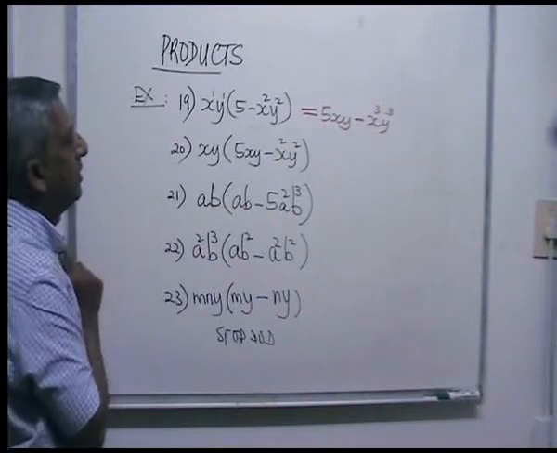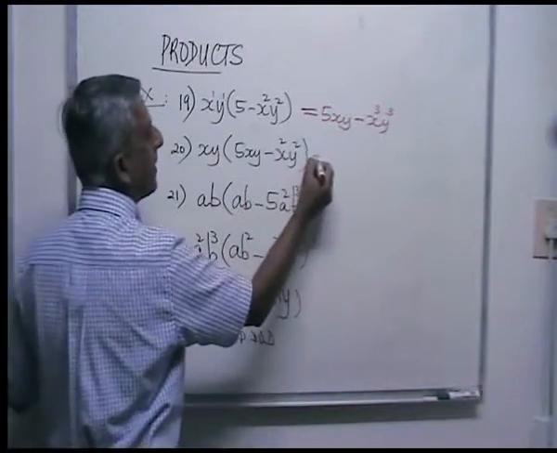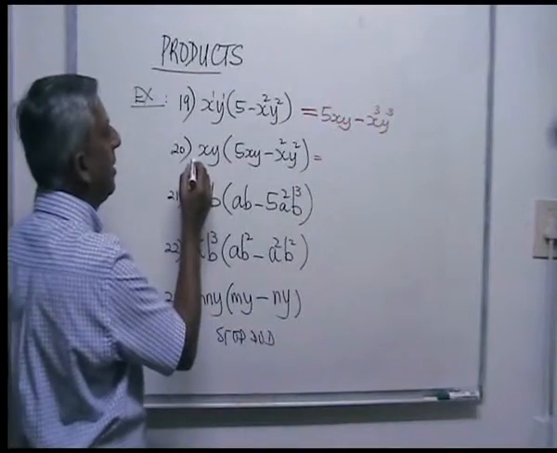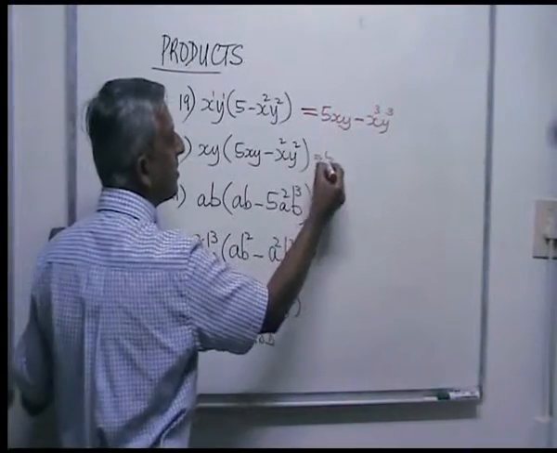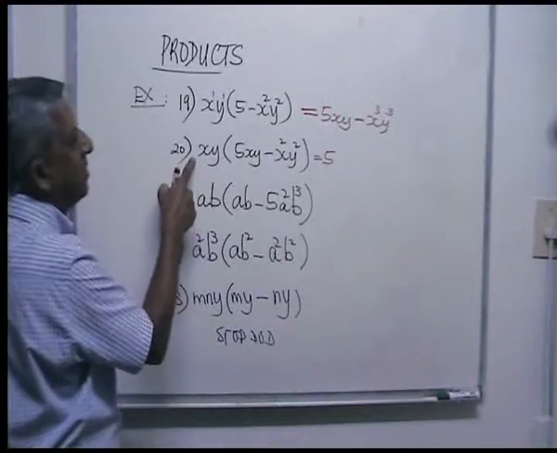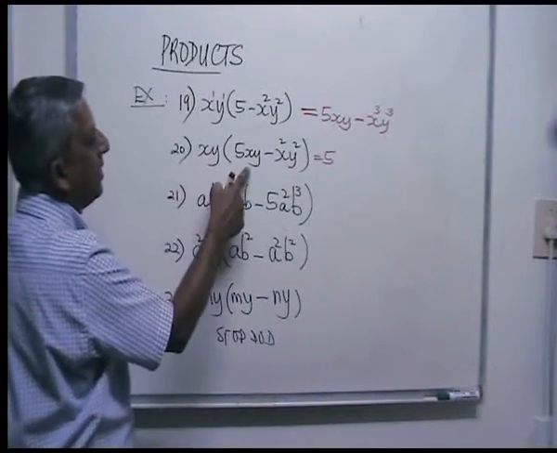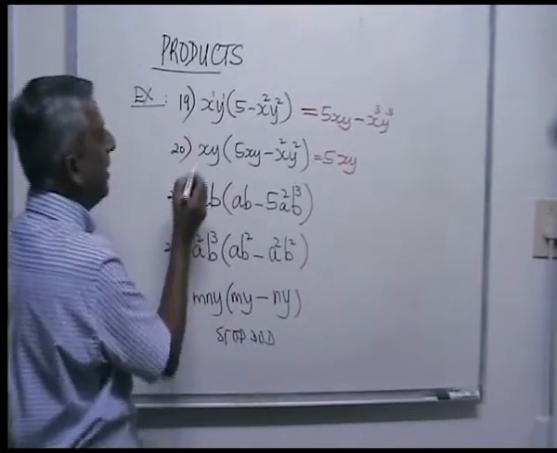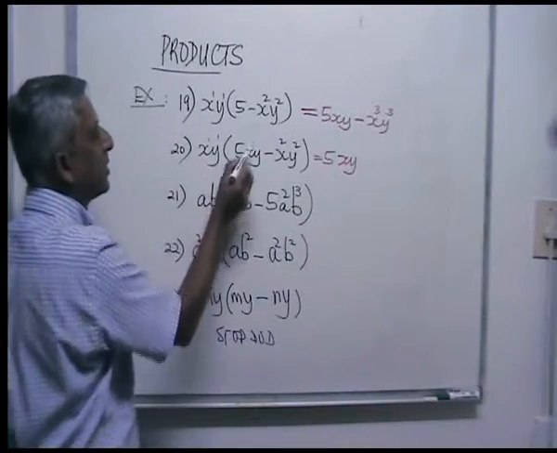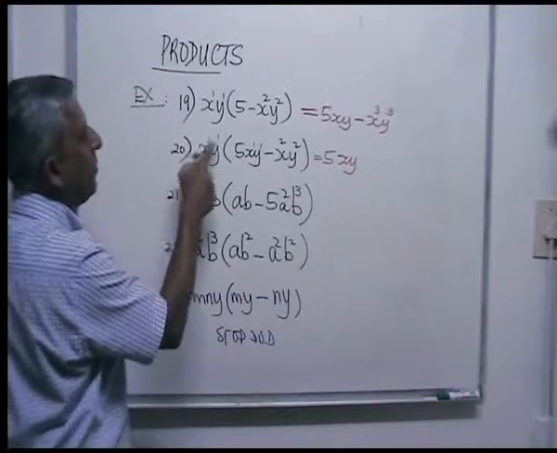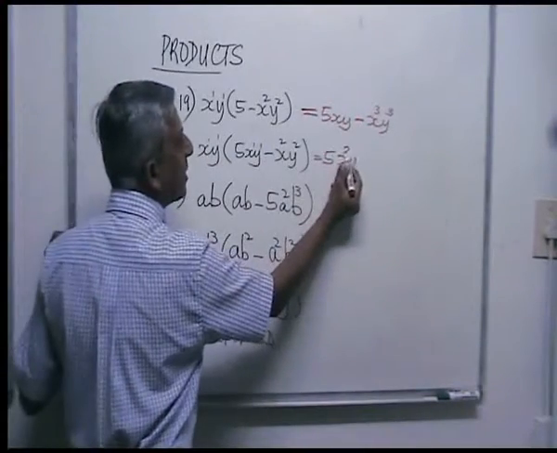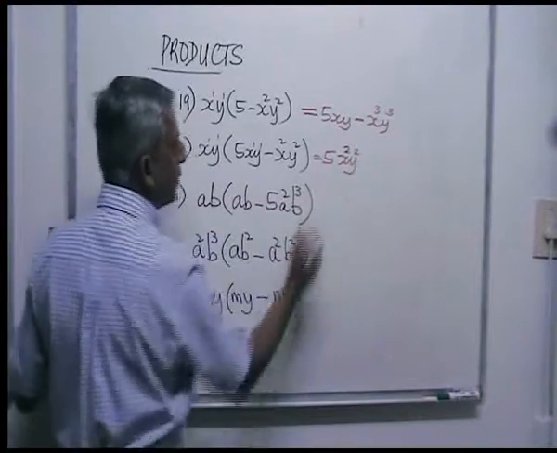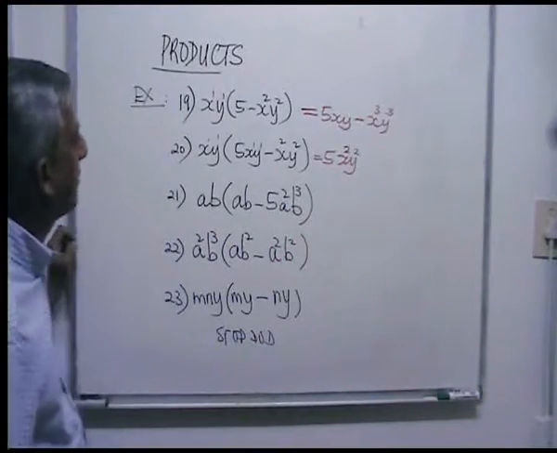Right, let's go to number 20. So plus times plus is plus, so that's okay. 1 times 5 is 5. You see the 1 is understood. Then we got xy here and we got xy here. So let's write down xy. Now the index here is 1 and 1 is understood and 1 and 1 is understood. So 1 plus 1 for x gives me 2. 1 plus 1 for y gives me 2. So that's the first part.